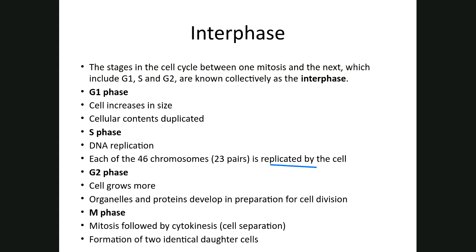G2 phase is responsible for cell growth, and also for the organelles and proteins developing in preparation for the cell division. And M phase, as you all know, is the mitosis phase, which is used for cytokinesis and karyokinesis, the formation of two identical cells. In the M phase, two identical daughter cells are formed.